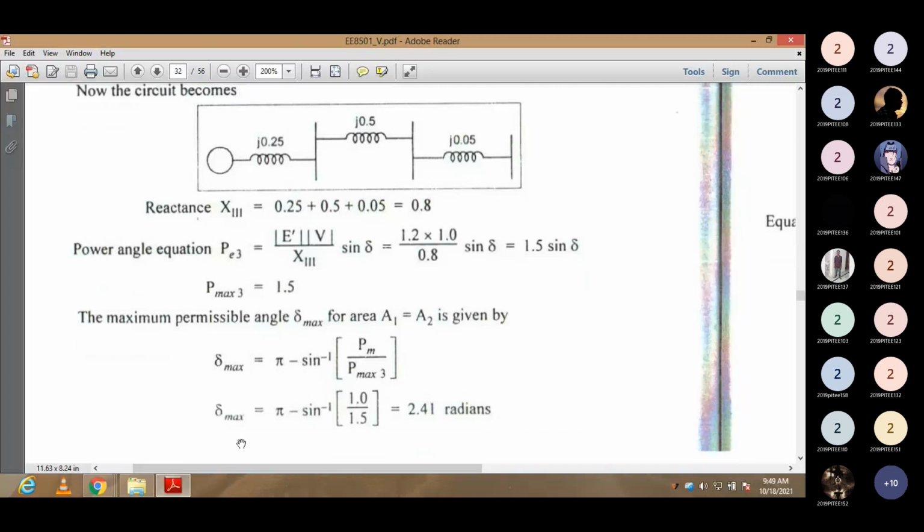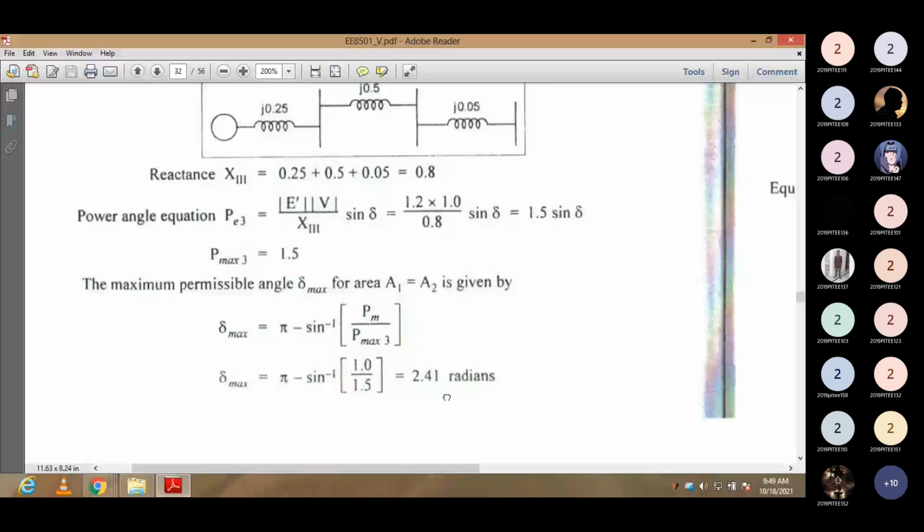So del max is nothing but pi minus sine inverse of 1 divided by the maximum value in the post-fault, which is P max 3, 1.5. So pi minus sine inverse of 1 divided by 1.5. You can get the maximum load angle as 2.41 radians. So the minimum angle is 0.45 and the maximum load angle is 2.4.